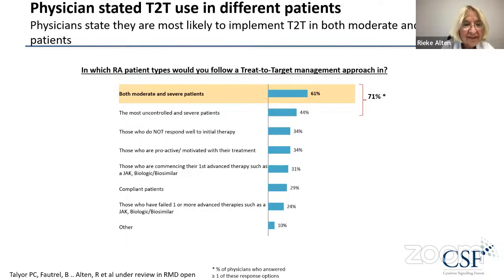So you can see here in which patients with rheumatoid arthritis you would follow a treat-to-target management approach. And this is also the physician statement, both moderate and severe patients. That is really three quarters of the patients, but they are most likely to implement treat-to-target in both moderate and severe patients, but not in all patients. Next, please.